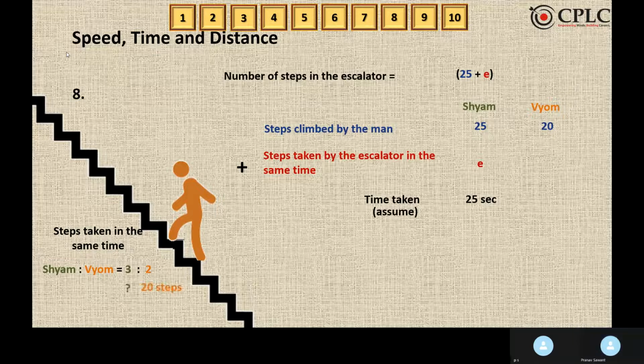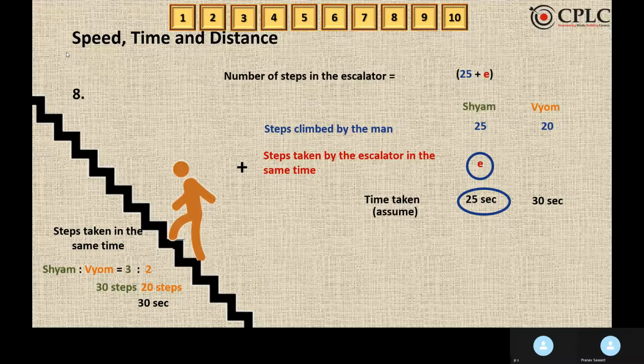So if 2 is equivalent to 20 steps, 3 would be equivalent to how many? So 30 steps. Hence, we know that Shyam climbs 25 steps in 25 seconds. According to this condition, we can say that Vyom travels 20 steps in 30 seconds because the pace of Vyom is slower. Hence, he travels in 30 seconds.